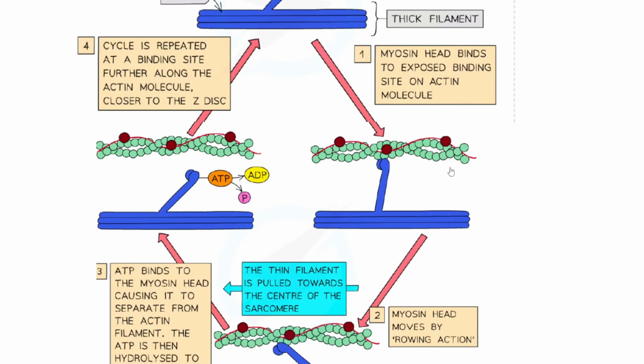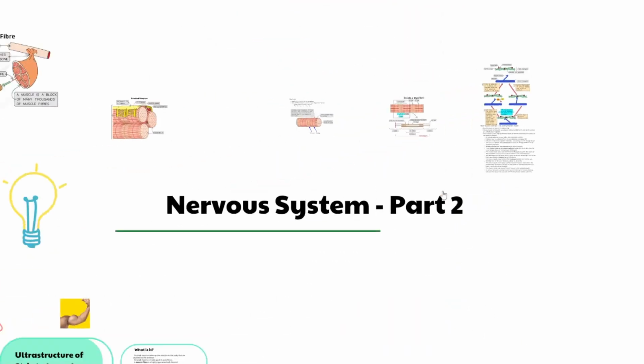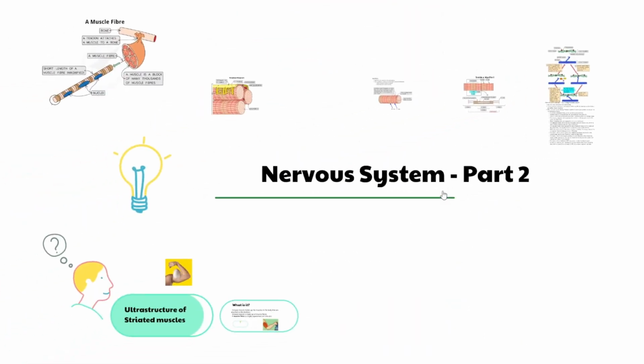So this is how basically the sliding filament theory occurs. Hope you guys understood it, and this was today's nervous system part two.